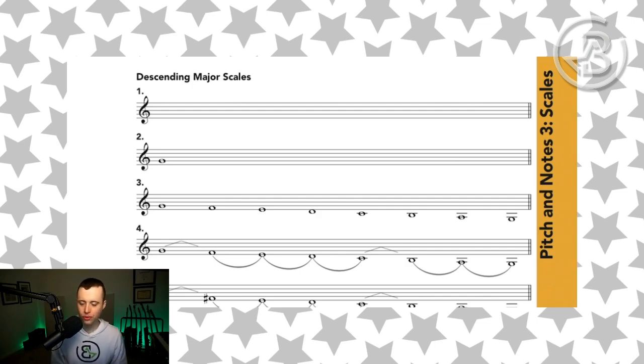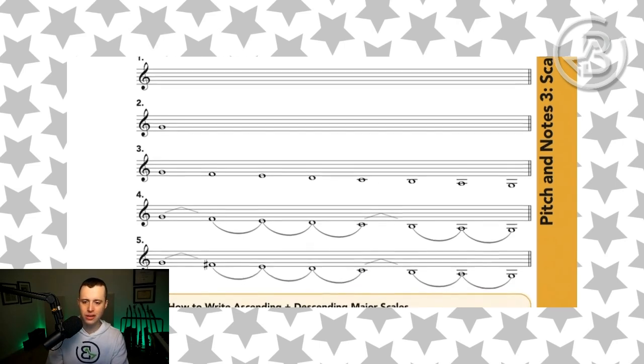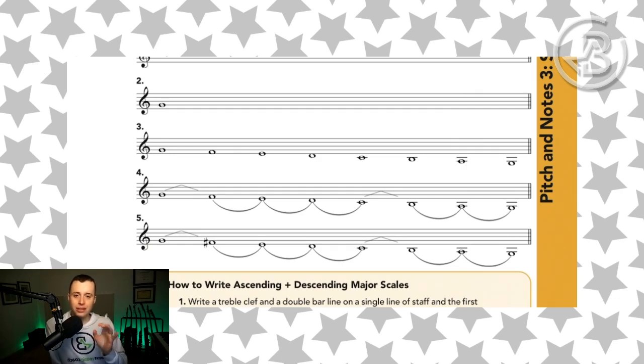So step number 1 for writing a descending major scale is you need a treble clef and a double bar line. Step number 2, you're going to write the note that you're going to start the descending scale on. Step number 3, just like with the major scales, you're going to write a note on every line and space of the staff, except this time, instead of writing them ascending, you're going to write it on every line and space descending down to the right.